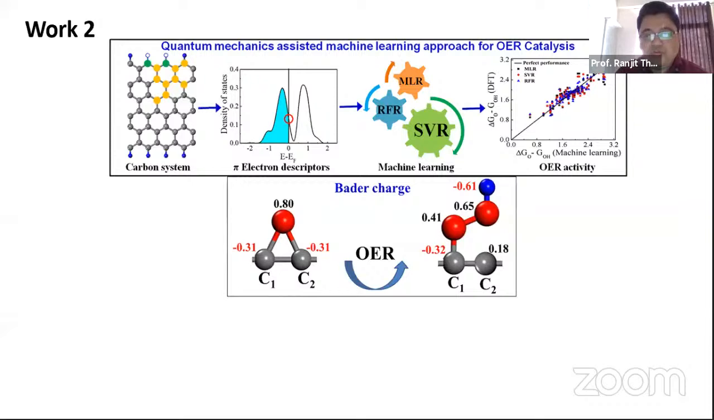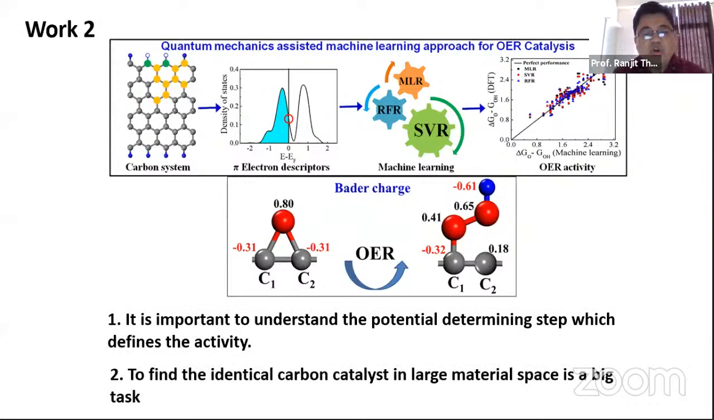So this is the work 2. So what was the question? It is important to understand the potential determining step which defines the activity. So we have to first do that: which intermediate is really governing the properties of any carbon-based catalyst, which leads to a very good catalyst for OER or ORR. So we understand that oxygen is very important, playing a role in the intermediate.